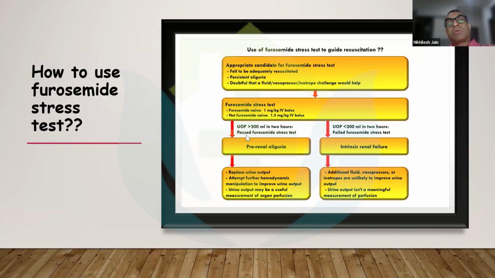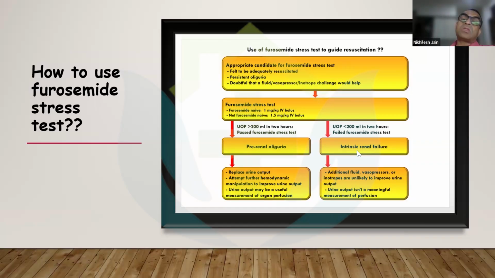If the urine output is more than 200 ml in 2 hours, then the patient is deemed to have passed the furosemide stress test, and it's more likely to be a pre-renal oliguria. Then you replace the urine output in these patients and attempt further hemodynamic manipulation, and here urine output may be a useful measurement of organ perfusion.